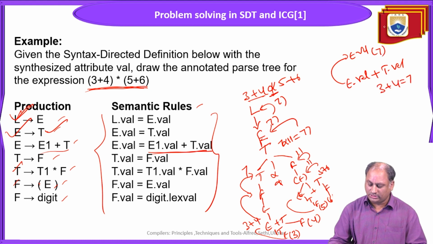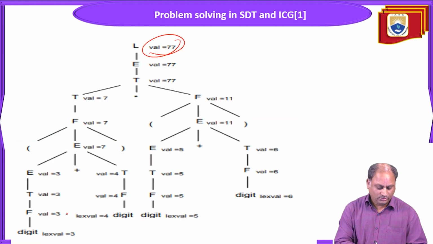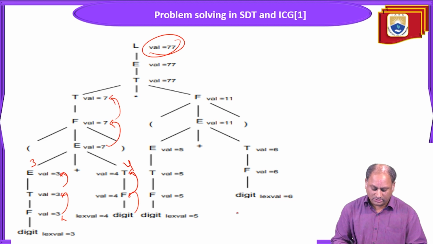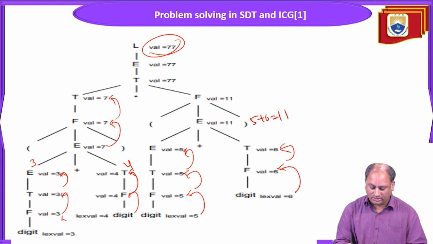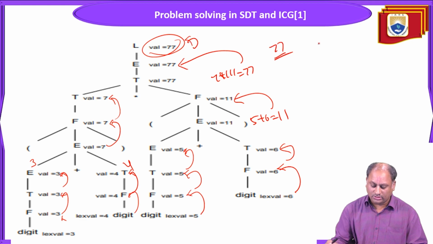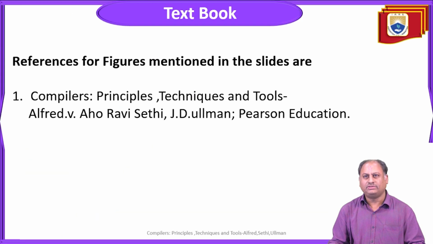Once again like this, the digit value is passed here 3, again 3, again 3. Now here 4 passed to 4. Now 3 plus 4, that is generated as 7, is passed to this 7. On this side, this is 5, this is 5, and this is 6, 6. Now 5 plus 6, that is 11, is passed to this one. Again 7 star 11, which is equal to 77, is passed to this one. So like this we generate the annotated parse tree, and we can get the result.